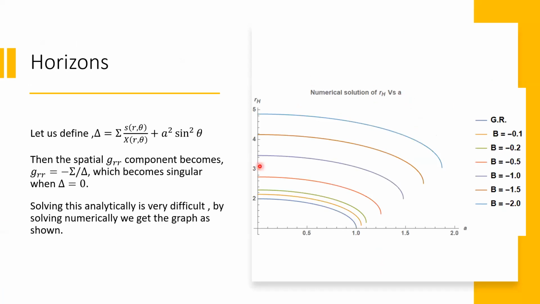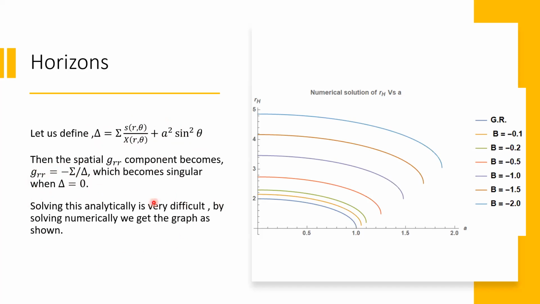Now we move on to horizons. So what are horizons? Horizons are basically the point of no return. So basically, it can be shown that anything beyond this radius will never be able to come outside. So for that, we first define a term delta of this form, and it can be seen that GRR is equal to minus sigma by delta. So when delta becomes singular, GRR will become singular.